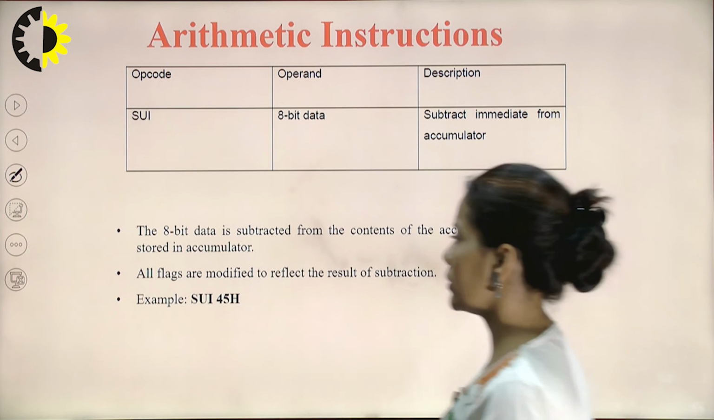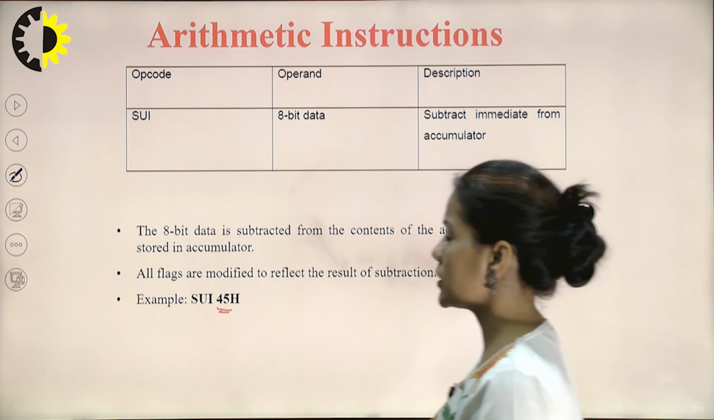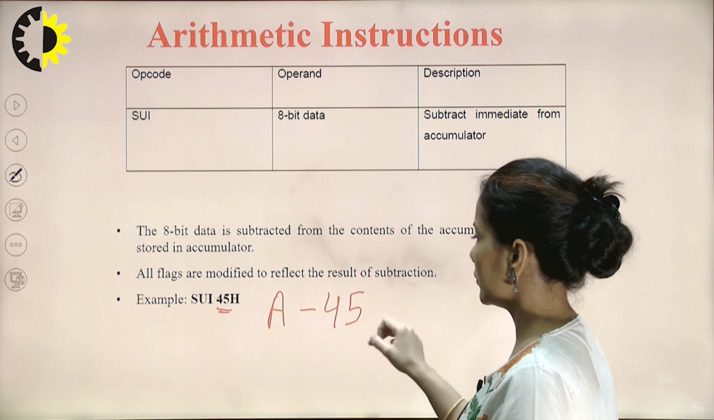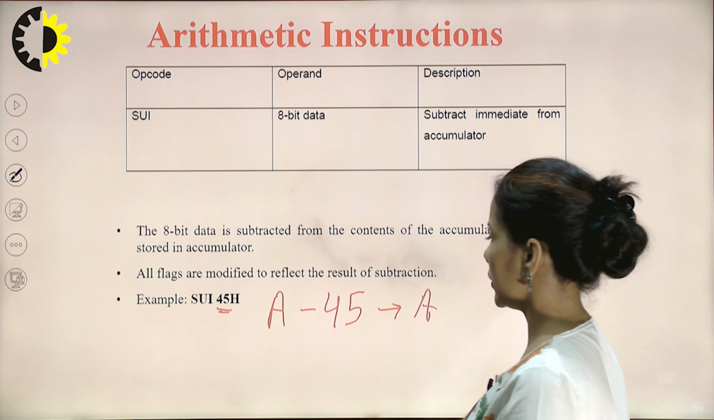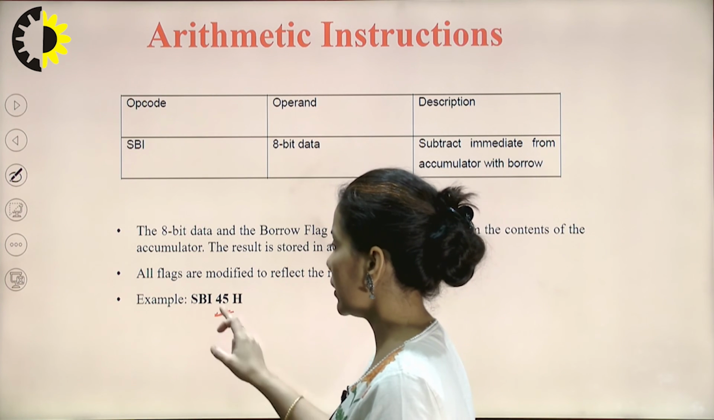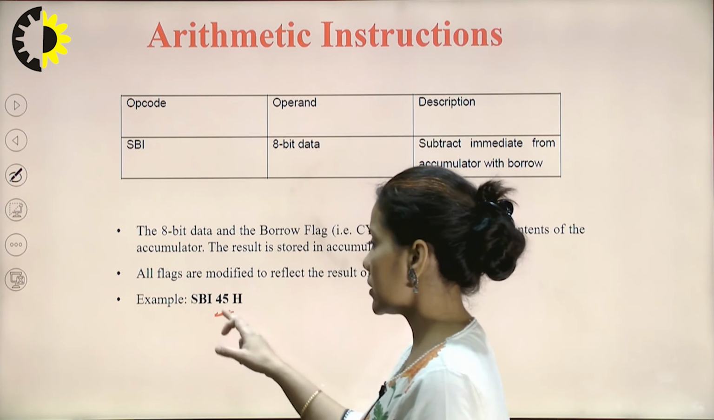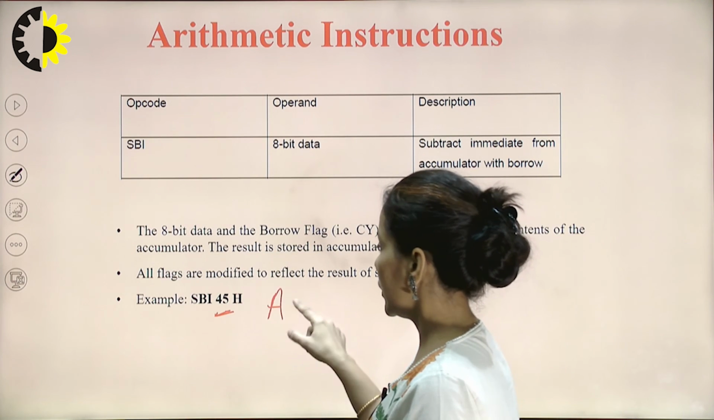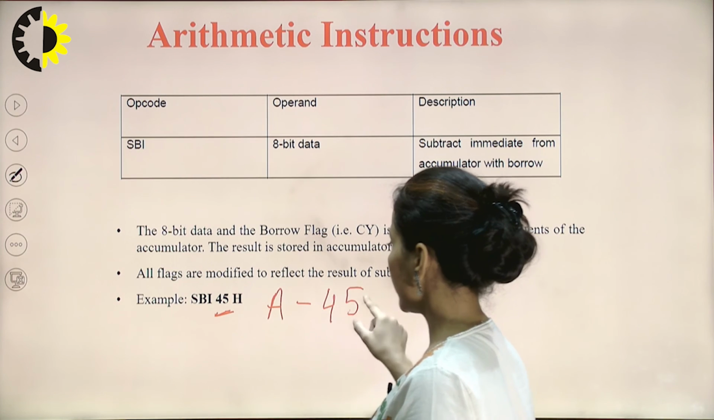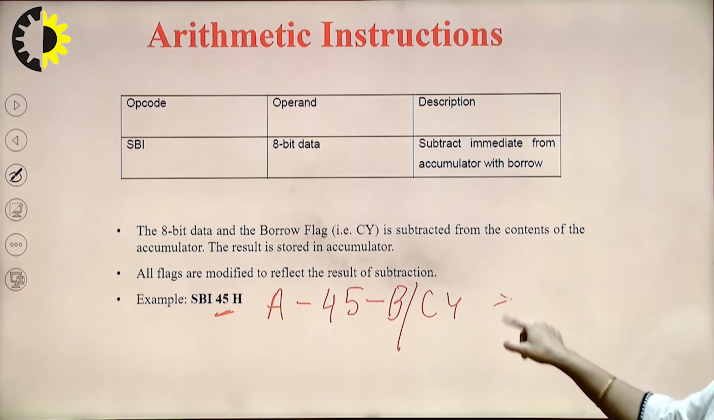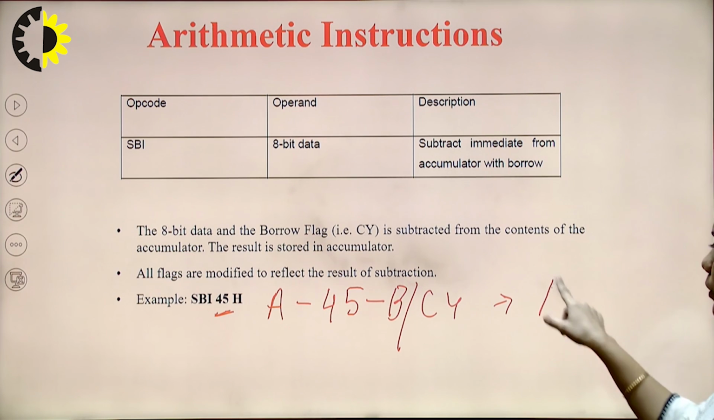SUI is the immediate addressing mode. The contents specified here will be subtracted from the accumulator and the result will go into the accumulator. SBI is also the immediate addressing mode, and the immediate contents will be subtracted from the accumulator along with the borrow, that is the carry, and the result will go into the accumulator.